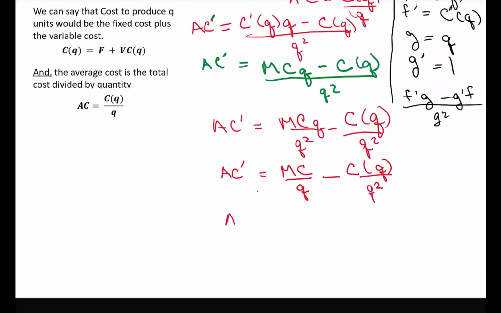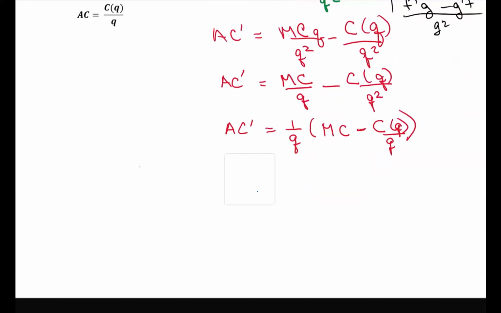Okay. Now I can say this derivative is equal to 1 over q, and I'm going to factor the q out, times the marginal cost minus the cost divided by q. And remember, the next thing we have to do is set it equal to 0 because we're trying to minimize the average cost, to find critical points.